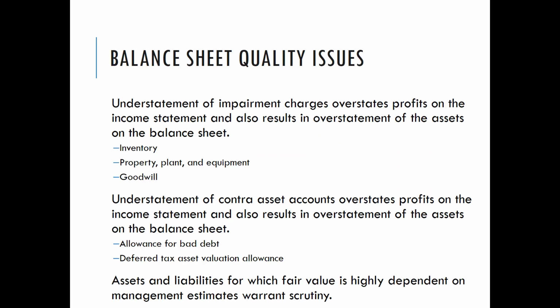And then finally, we had balance sheet quality issues, in the sense that you could have understatement or overstatement. Generally speaking, when we're looking at managerial incentives, they tend to lead to understatement of things like inventory and PP&E, and might lead to an understatement of impairment, which will impact things like inventory, PP&E, and goodwill. Probably the most common example is around goodwill.